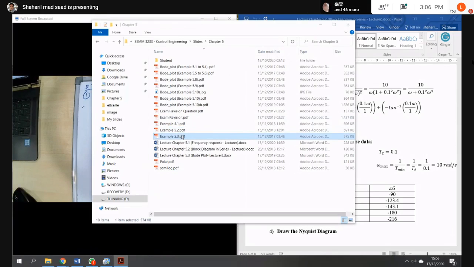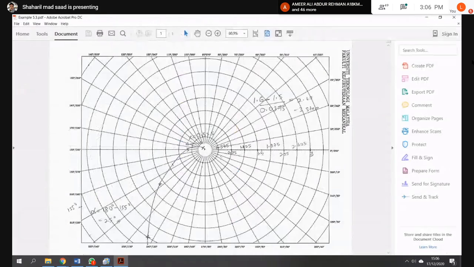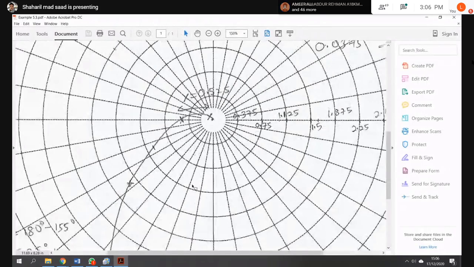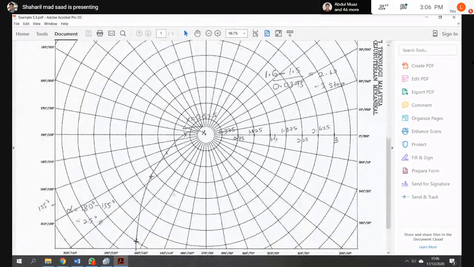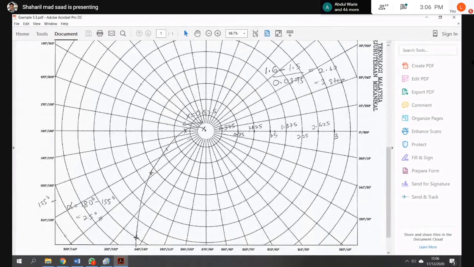Okay, so I just show you this one. Malas nak draw. Okay, right. So first, how to find the gain margin, right? So you need to look at this one when you draw it. Are you going to draw? Ada nak lukis ke? Nak lukis ke tak? Tak perlulah.